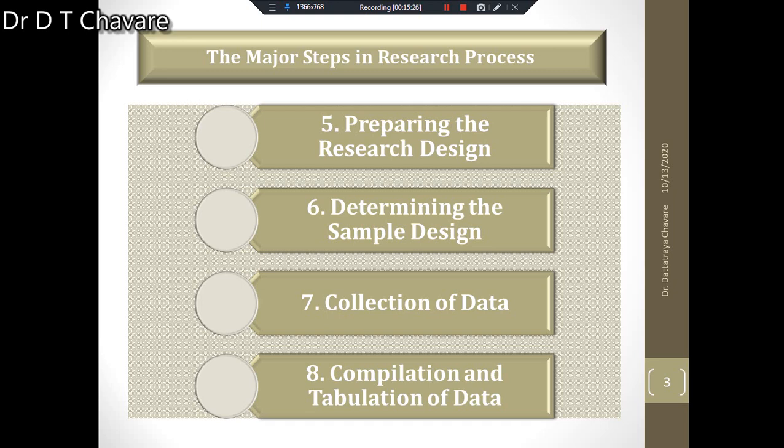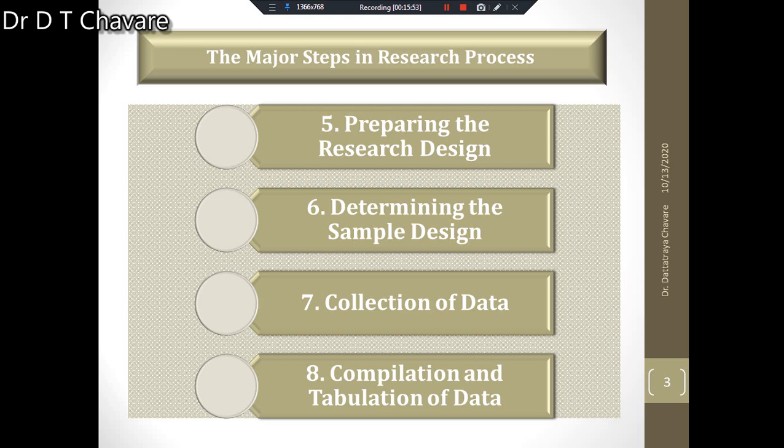Try to understand. Then what is the next step in the scientific research process? Determining the sample design. You have to determine the sample design also. It means that from the total population, you have to select a particular sample. That's why you have to determine the sample design.